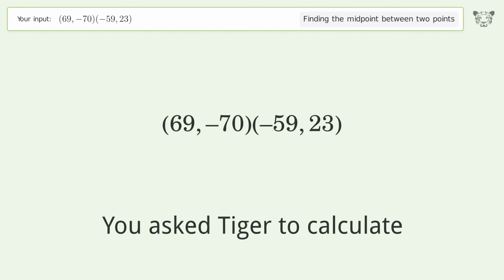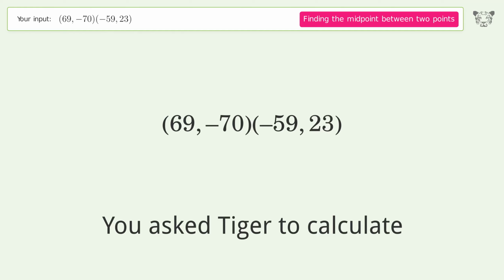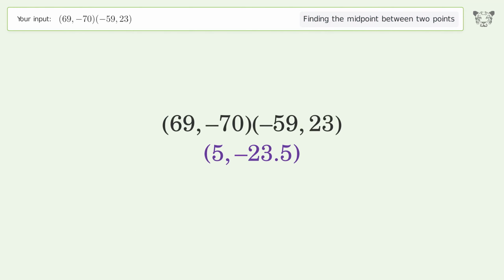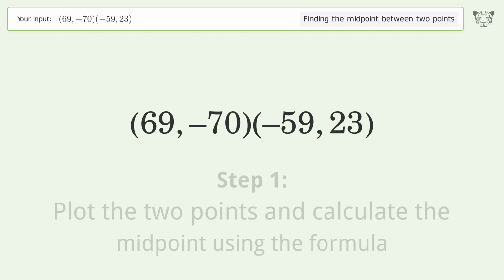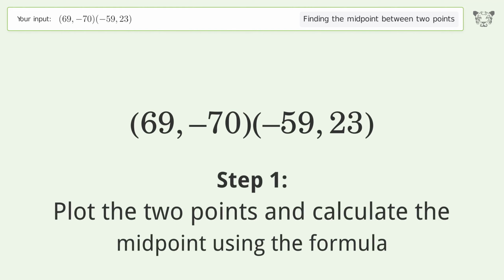You ask Tiger to calculate. This deals with finding the midpoint between 2 points. The midpoint between the 2 points is 5, negative 23.5. Let's solve it step by step. Plot the 2 points and calculate the midpoint using the formula.